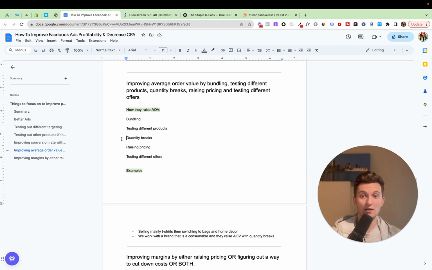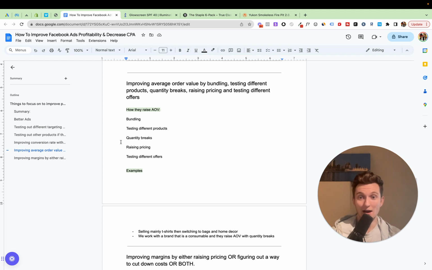Quantity breaks. This works really well too if it's a consumable and it makes sense for them to buy multiple of the product. Then offer some sort of incentive, like a percentage off, to buy more and more of it at a discount, and you can easily raise your AOV. Also test different ones out. You don't want to just do 1, 2, 3, 4. You could do 1, 3, 10, 15, 20, you know what I mean? Just test different offers. And then you can also label the higher one as most popular. You'll see some brands do that as well, and it works really, really well.